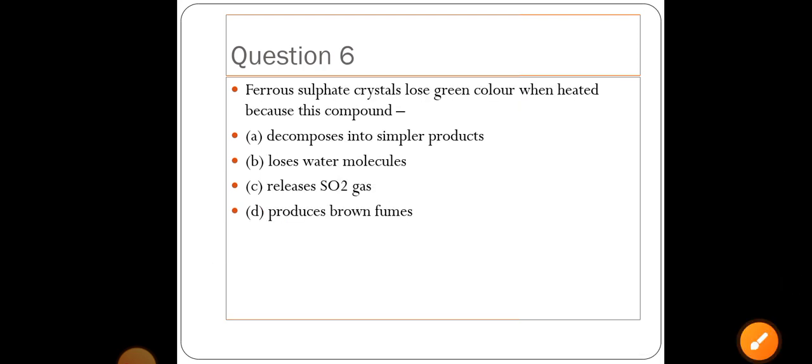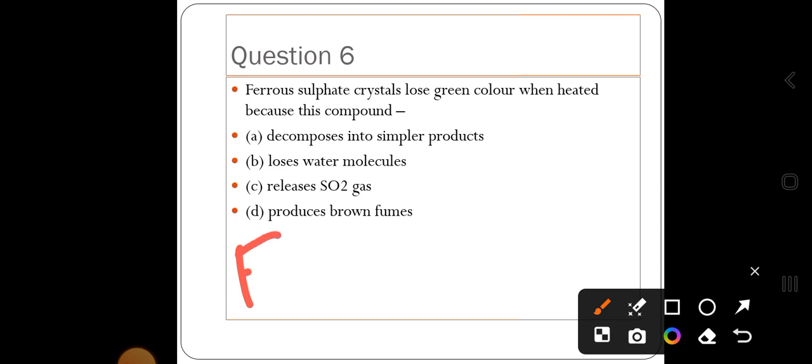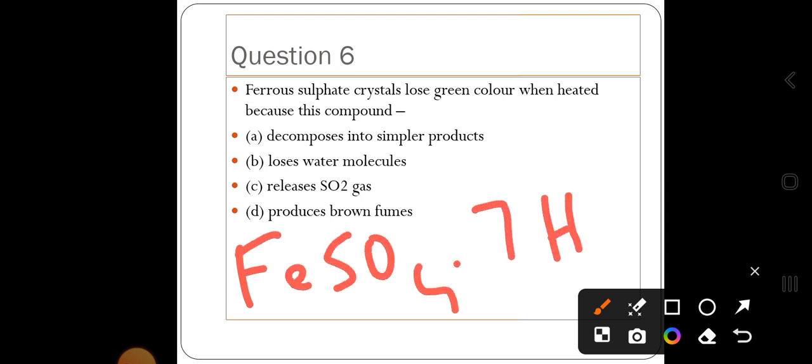Now let's go ahead with the next question. Ferrous sulfate crystals lose green color when heated because this compound decomposes into simpler products, loses water molecules, releases sulfur dioxide gas, and produces brown fumes. See, ferrous sulfate, again, the formula is FeSO4·7H2O. So this 7H2O is the water of crystallization. Whenever any crystal is made, especially ferrous sulfate, the crystal is made in such a way that the seven water molecules are embedded within the lattice.